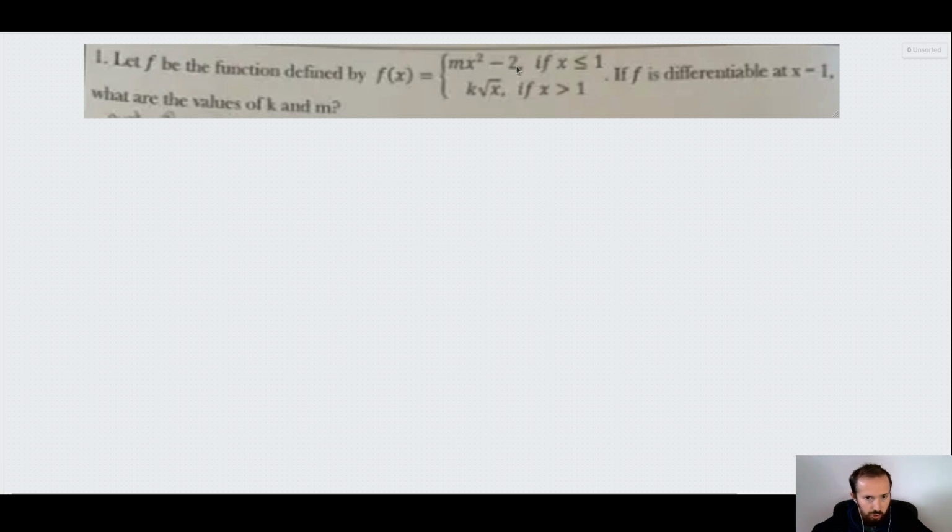For this function, no matter what m is, it's a polynomial, so it's continuous and differentiable. Same thing here, even though it's a square root function. The only place where it could possibly not be differentiable is at the transition point. So we need to choose m and k to make it differentiable there.